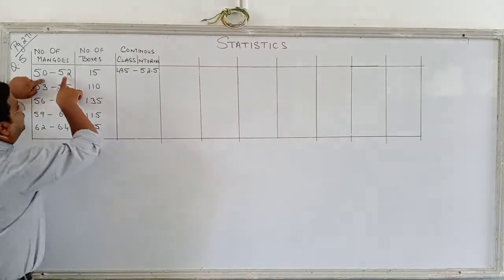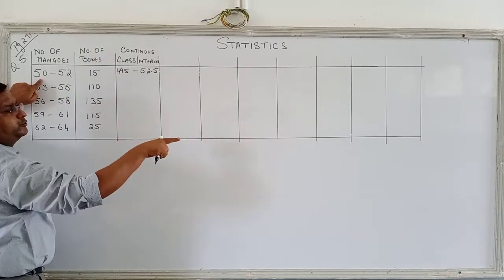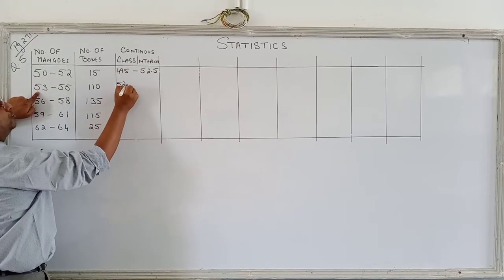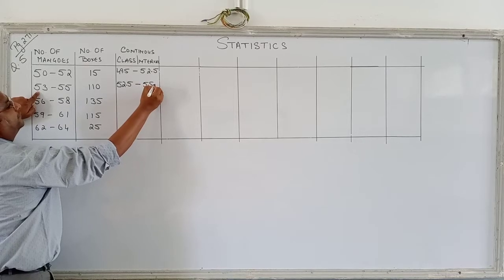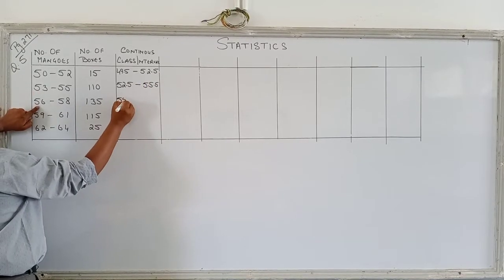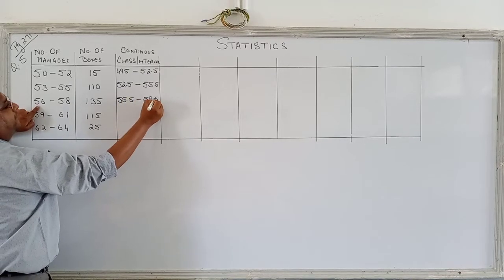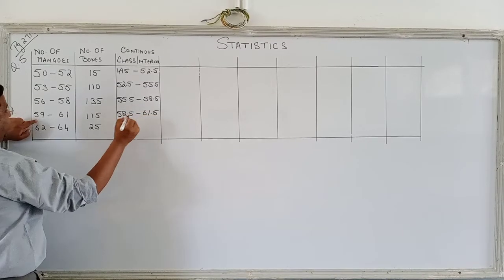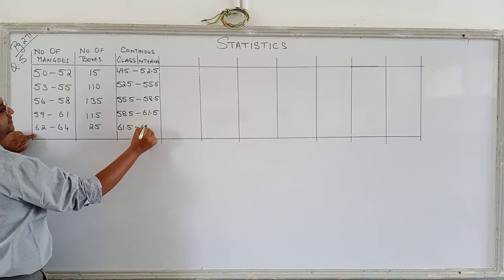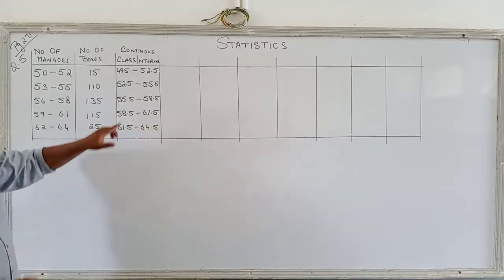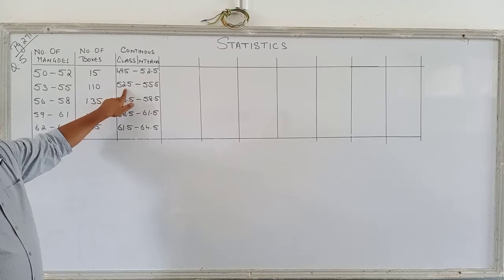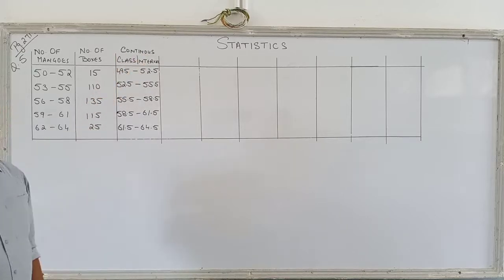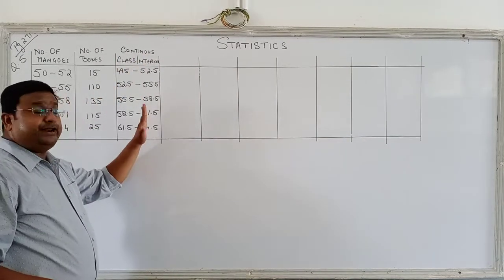For example, 50 to 52. So the lower limit is 49.5. We have reduced it. And the upper limit is increased to 52.5. Next class 53, so it is reduced: 52.5 to 55.5. Correct? 56, so it is 55.5 to 58.5. Check. 59, it is 58.5 to 61.5. And the last one, 61.5 to 64.5. Now check. Is it continuous? 52.5, 55.5, 55.5. Now it is a continuous class interval. Clear, students? I hope there is no doubt.